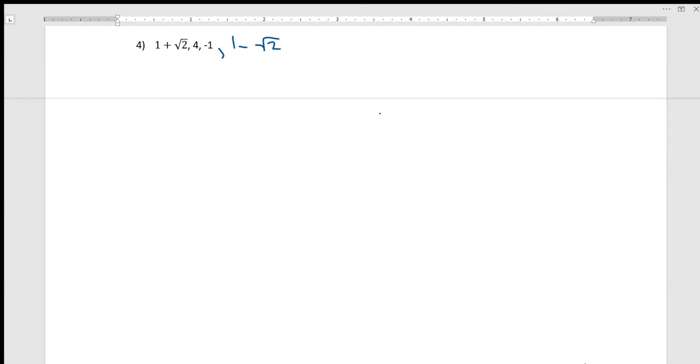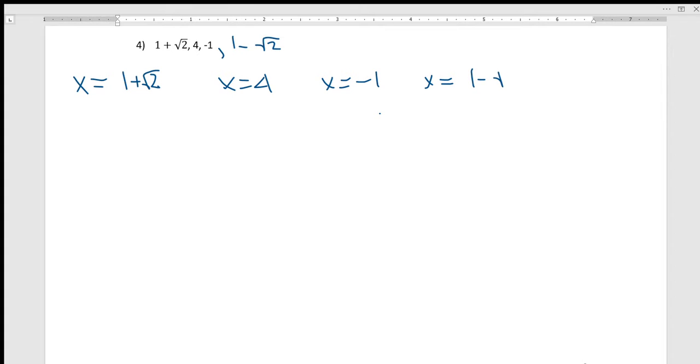And that is because in order to get an irrational, you need the quadratic formula, and the quadratic formula always includes the positive and the negative, just by its nature. All right, so let's go ahead and set up our factors. We have x equals 1 plus the square root of 2, x equals 4, x equals negative 1, and x equals 1 minus the square root of 2.